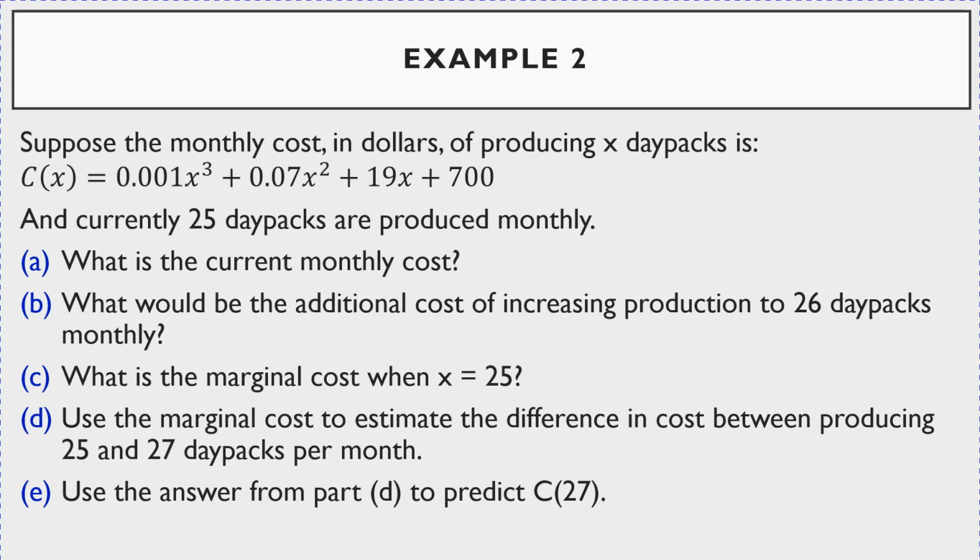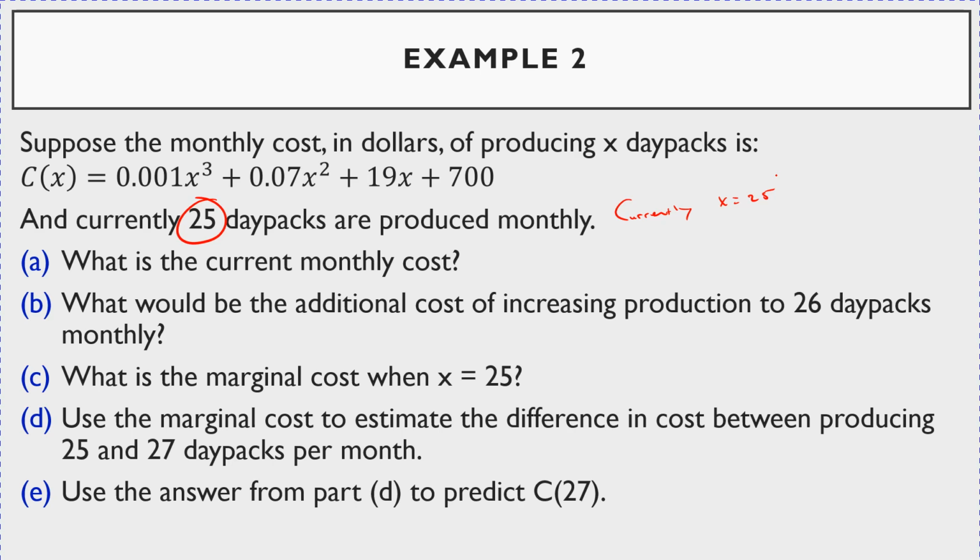Suppose the monthly cost in dollars of producing x day packs, so this company just produces day packs, is given by this cost function. It's a little bit more complicated than some of the other ones in the other example. The cost function is 0.001x cubed plus 0.07x squared plus 19x plus 700. They're currently producing 25 day packs, so currently x is equal to 25. Good, the small company here, not many day packs.